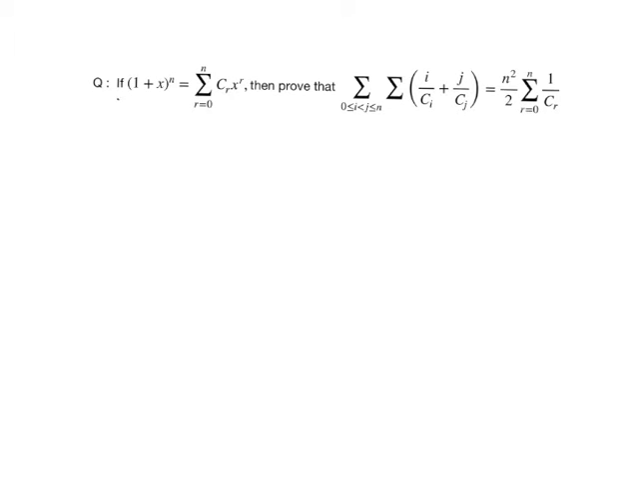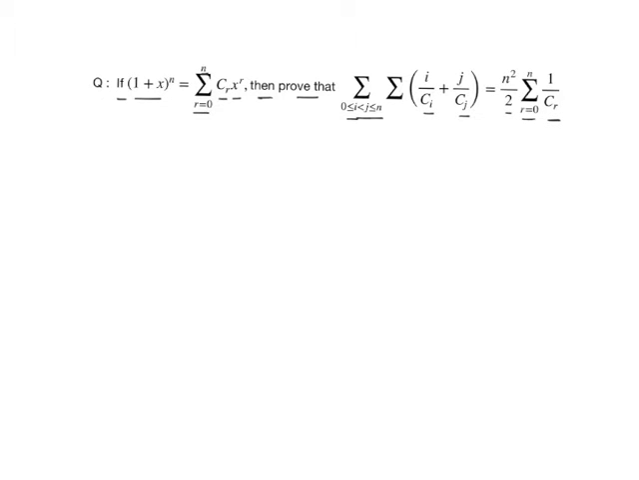Next problem is: if (1 plus x) whole power n equals sigma r equals 0 to n nCr into x power r, then prove that sigma sigma 0 ≤ i < j ≤ n, i divided by nCi plus j divided by nCj equals n square by 2 sigma r equals 0 to n 1 by nCr.